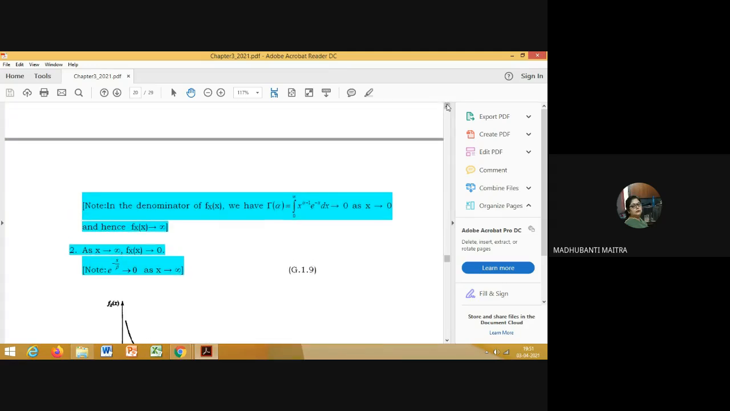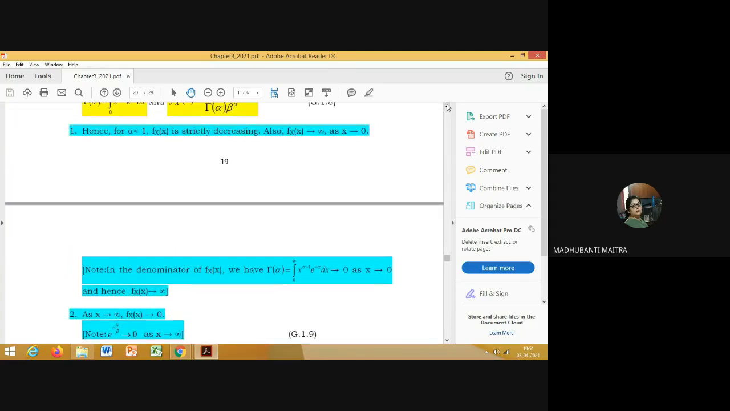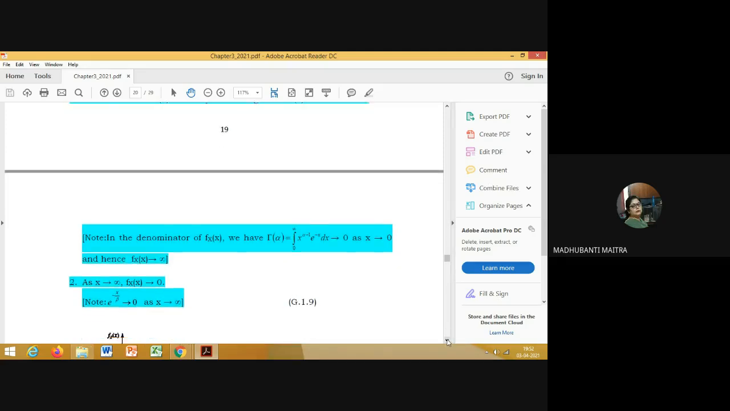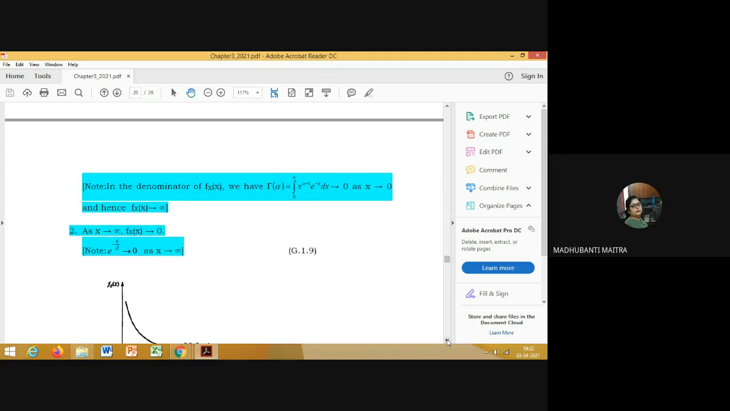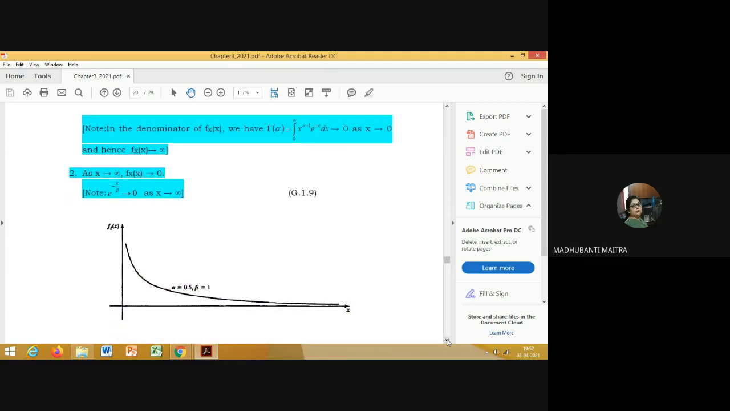Now we'll have to prove that yes, these two properties are really valid or not. You get my point?